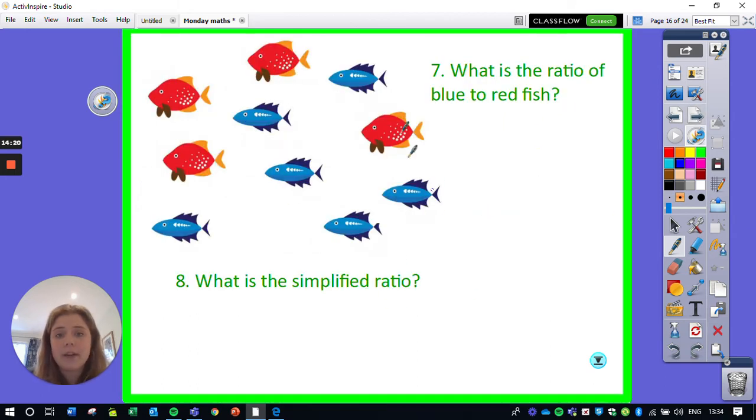It's time for you to have a go now at question 7 and 8. For question 7, the ratio of blue to red. Question 8, simplify that ratio. Pause the video now and have a go at those 2 questions.